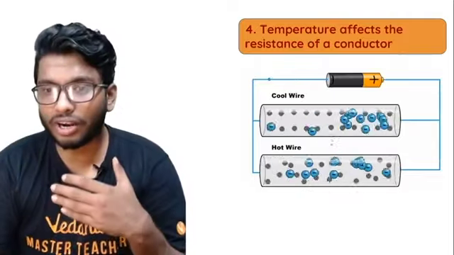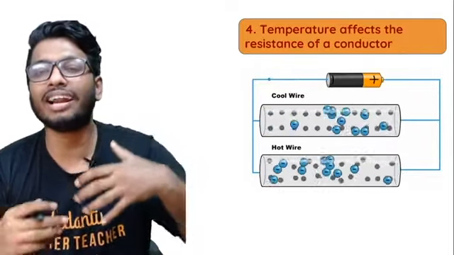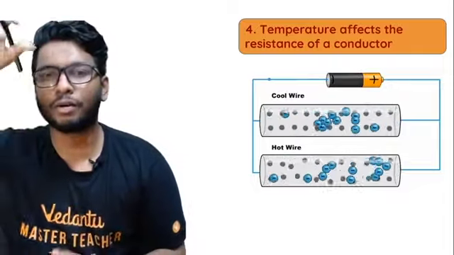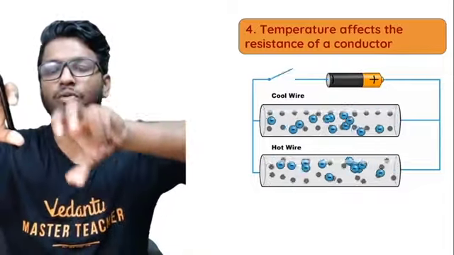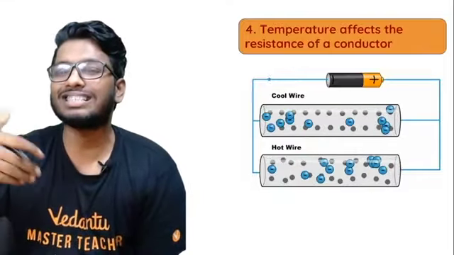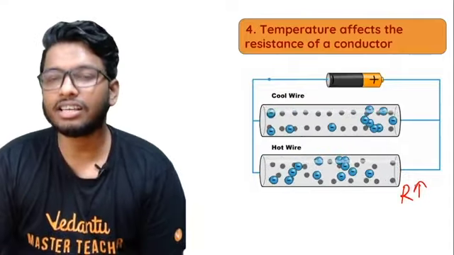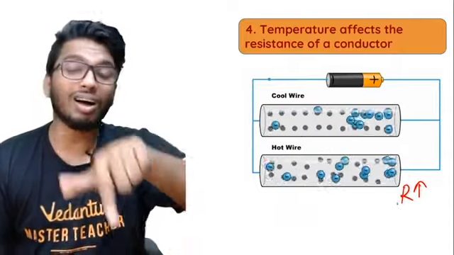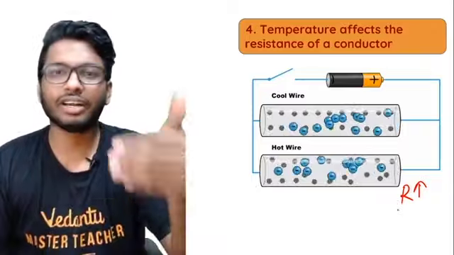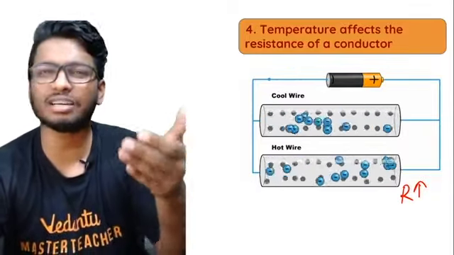So when they start moving more randomly, if you look at the GIF, the electrons would collide even more, because the protons are also moving. What happens when the electron is moving? It'll collide more. So the obstruction offered would obviously increase, which means the resistance would actually increase when the temperature is more. On the other hand, when the temperature is less, the resistance is going to be less, because the randomness of the particles is comparatively lesser.